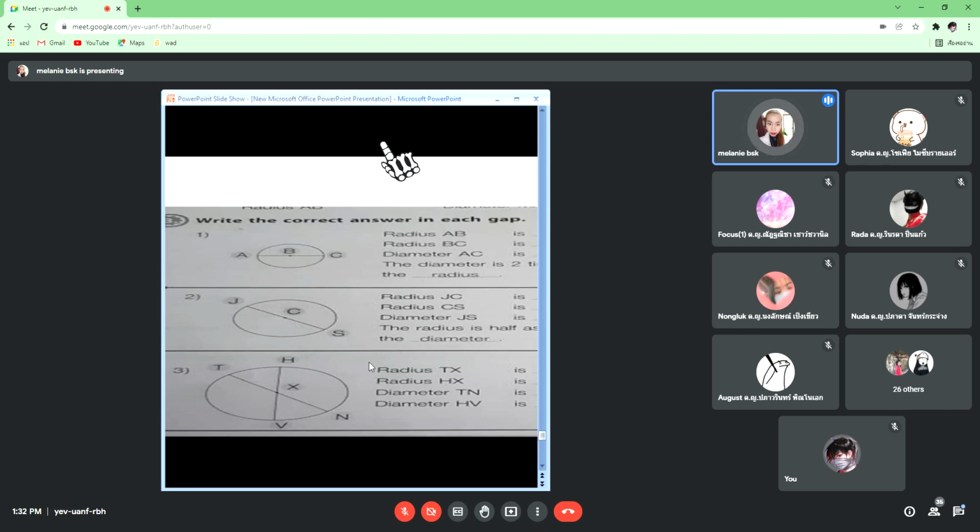Okay, next for number three, radius TX. T in this one and then X. You're going to measure from this point going to this point. What is the measurement? And then we have the radius HX. H and then X in here only. Okay, we have the diameter TN. T from this point going to this point. You have to measure this until in here. Okay, next we have the diameter HB. HB from this point going to this point.